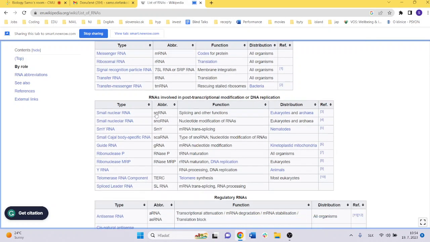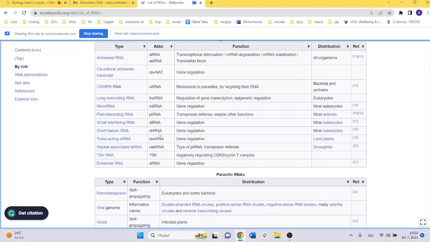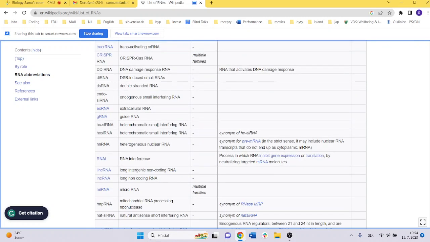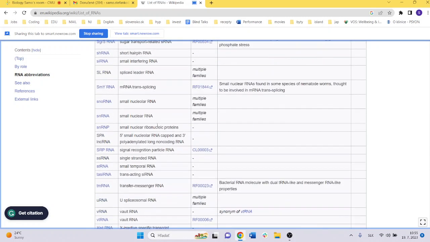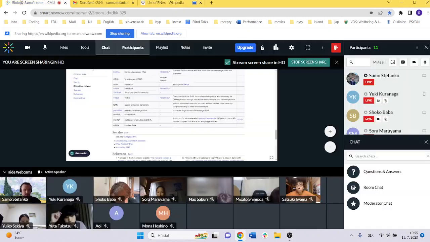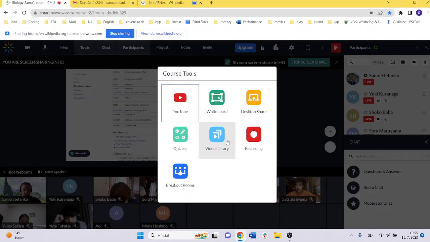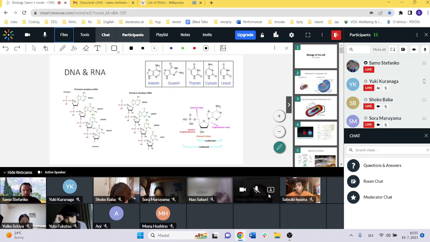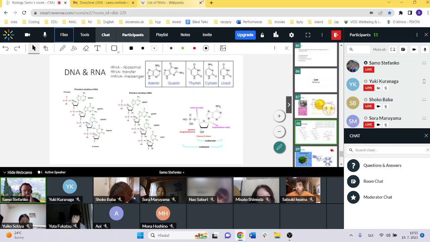As you see, there are much more RNAs. Basically, it's plenty of them. We have to know only three. So let me get back to that list: tRNA, rRNA, and mRNA.